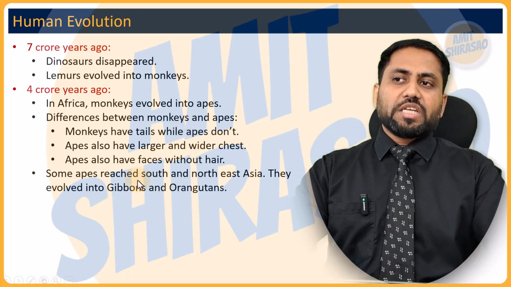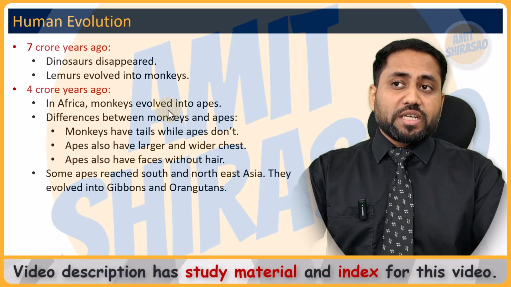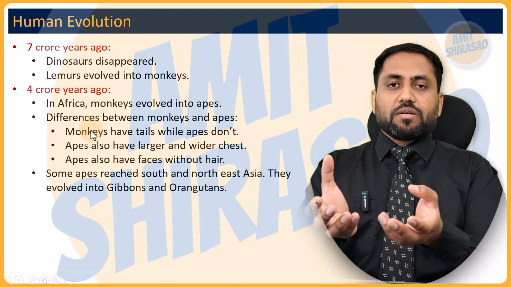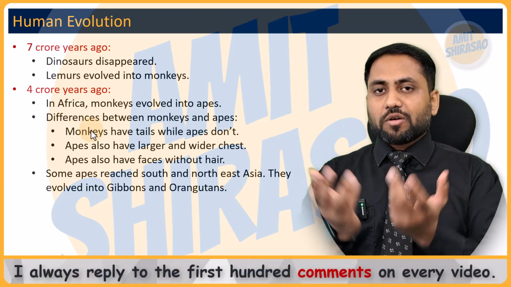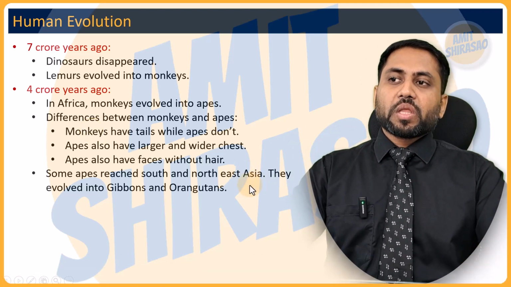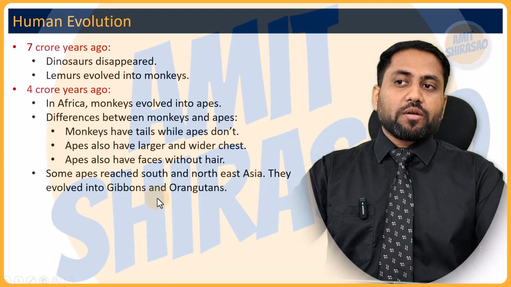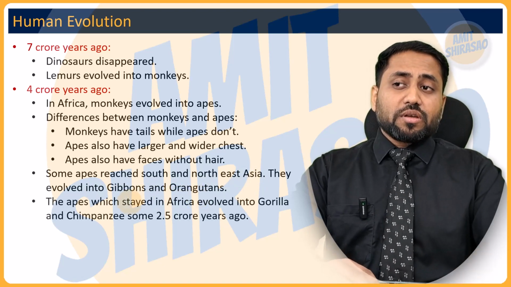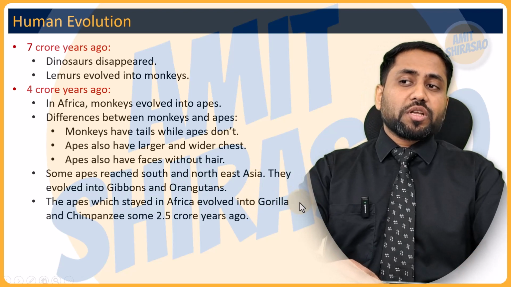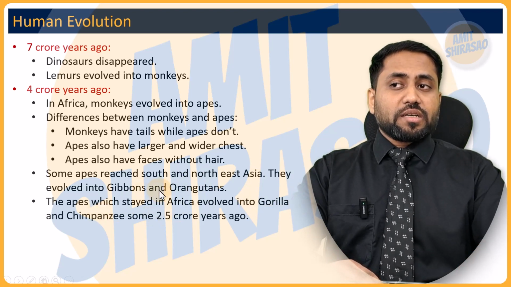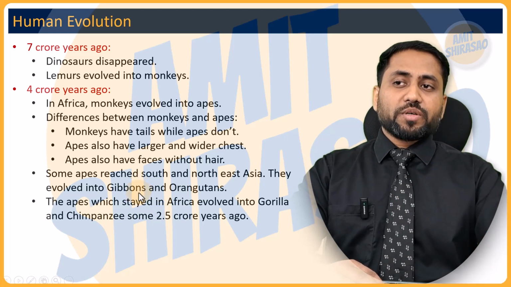Apes reached south and north of Asia. So until now, the ancestors of humans were in Africa only, but now they came to Asia as well, south and northeast of Asia. They evolved into gibbons and orangutans. Then the apes which stayed in Africa evolved into gorillas and chimpanzees. Okay, and here in Asia, gibbons and orangutans.